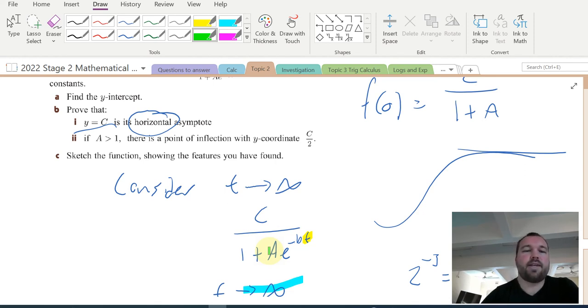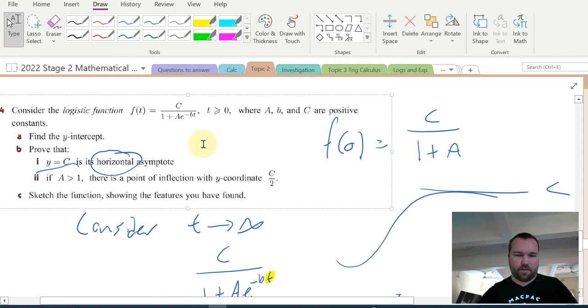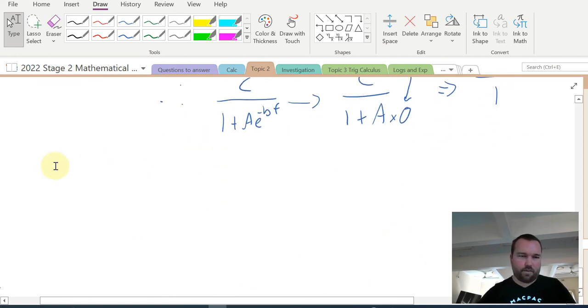Question 2 is something you'll be likely to be asked. If a is greater than 1, there is a point of inflection at the y-coordinate c on 2. Alright, that will take a little more work. So I'm just going to take that and bring it down here and we'll go again.